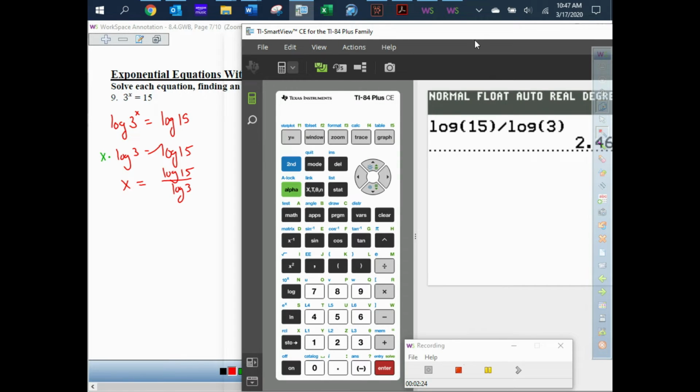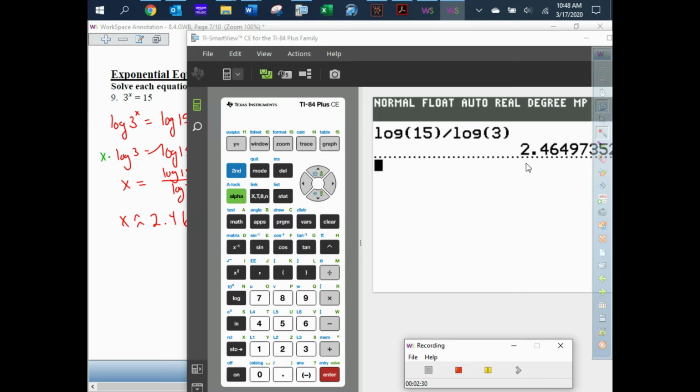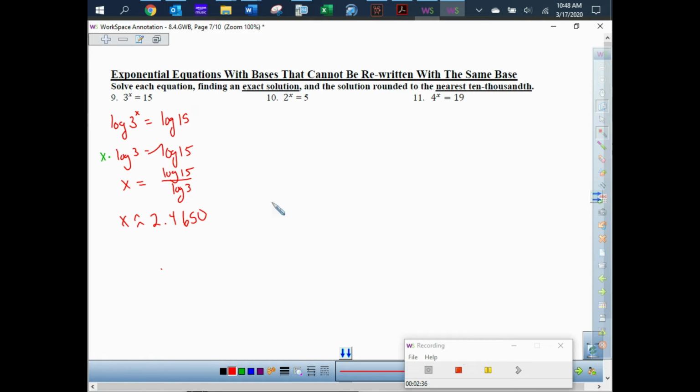Let me make it large so we can see what's going on here. We have to move to the 5th decimal place, and that's going to round us up. So we're going to call this about 2.4650. Yes, we need to put the 0 because they say round to the nearest 10,000. So we'll put the 4th decimal place even though it's a 0. So that's kind of neat.